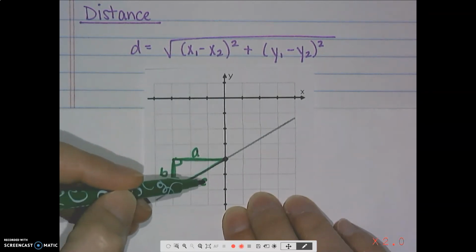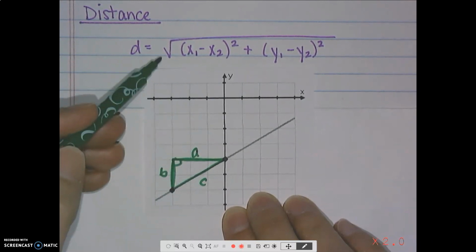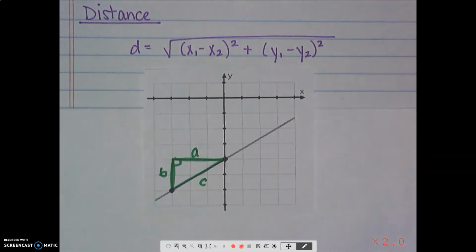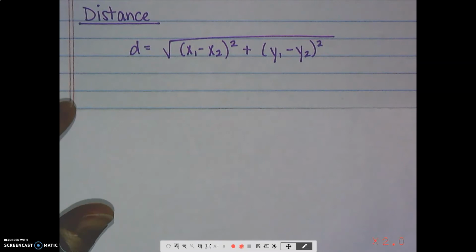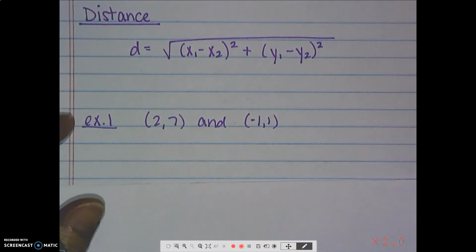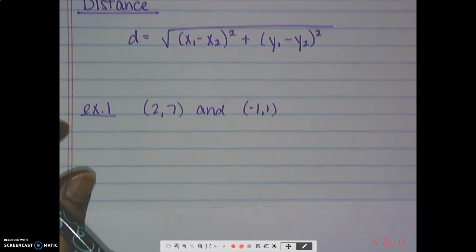Well, if that's what C squared equals, to get C by itself, we would have to take the square root on both sides. And that's how we get the square root there. Okay? So again, you're going to subtract the x's, square them, subtract the y's, square them. You're going to add that together and take the square root. And to be honest with you, you can do a lot of this just in the calculator as well.